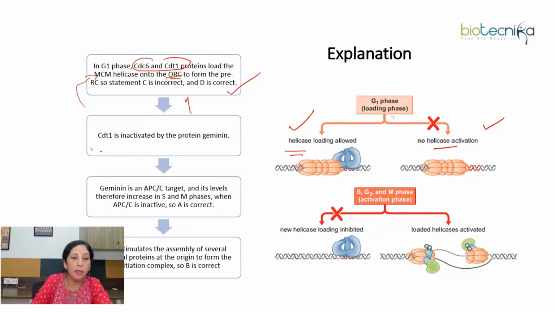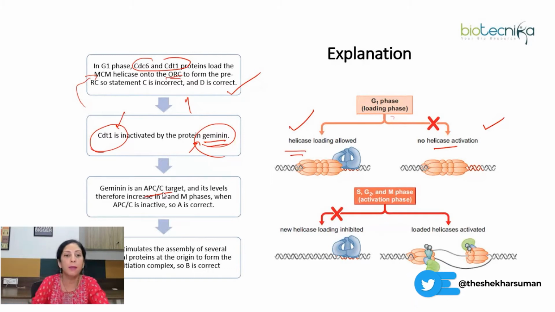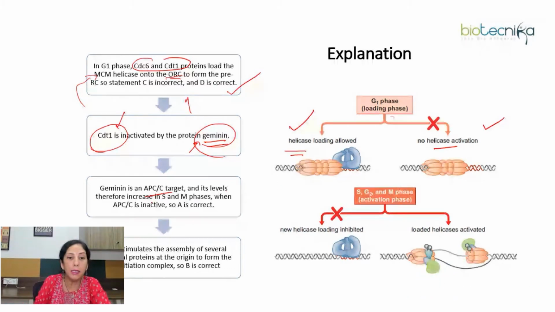Now CDT1 is inactivated by the protein geminin, right? Now, if CDT1 gets inactivated, how will the helicase be loaded? So that means geminin should not be there during G1 phase, right? So geminin, basically, is an APC-C target. Now what is APC? Those who have learned the cell cycle might have an idea about that. APC, anaphase promoting complex. It targets many proteins which help with the progression of the cell cycle. It means those related to various molecular events of the cell cycle. And its levels therefore increase in S and M phases when APC-C is inactive. So A is correct.